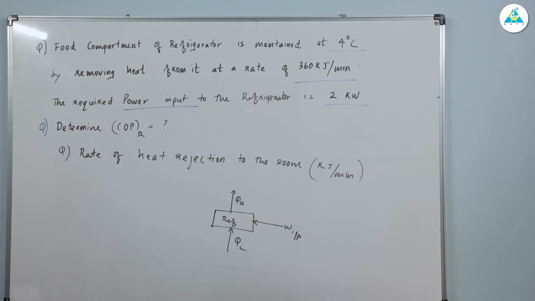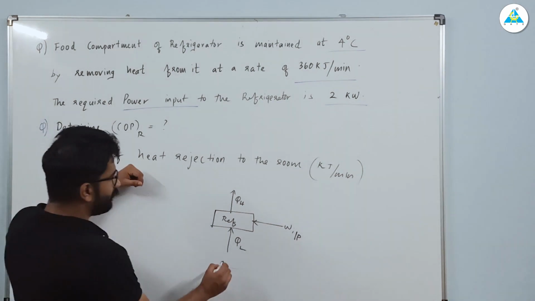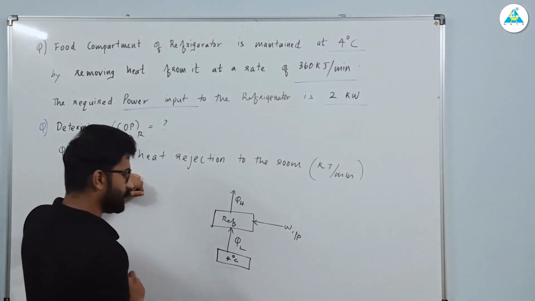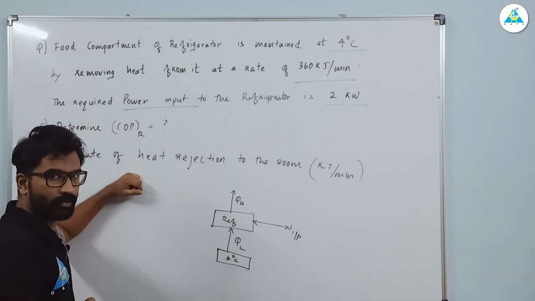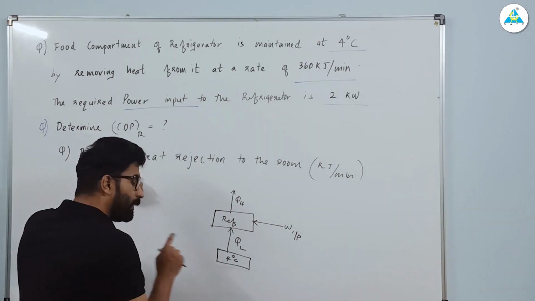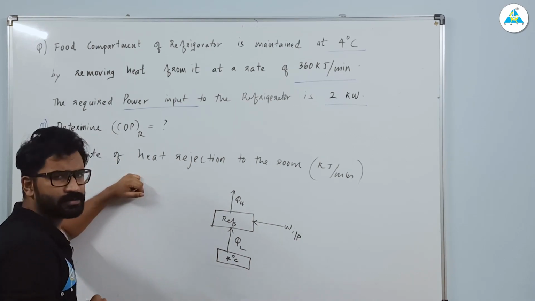Now, what are the things given? Food compartment of a refrigerator. So your refrigerator food compartment is maintained at 4 degrees Celsius, no doubt. ठीक है ना? 4 degrees Celsius पे maintain किया है. Now, by removing it, how are we able to keep it at 4 degrees Celsius? मतलब कैसे हम maintain कर सकते हैं 4 degrees Celsius पे?